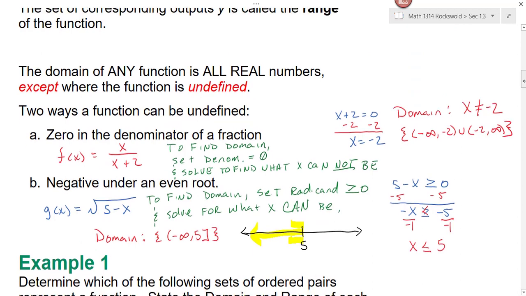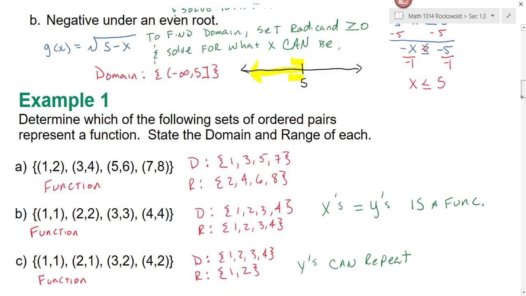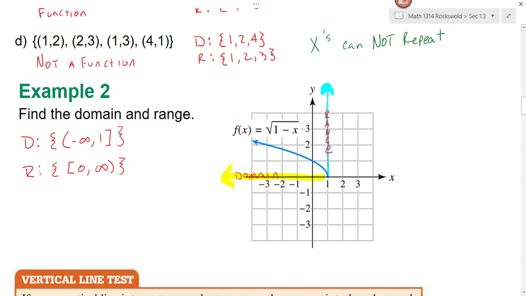Remember up here on this problem, I said I used parentheses here because x could not be equal to -2. I did not include the -2, so I put parentheses there. But we said x could be equal to 5, so I put the bracket right there. On this problem, x can be equal to 1 because the graph touches 1 on the x-axis, and y can be equal to 0 because the graph touches at y equals 0.